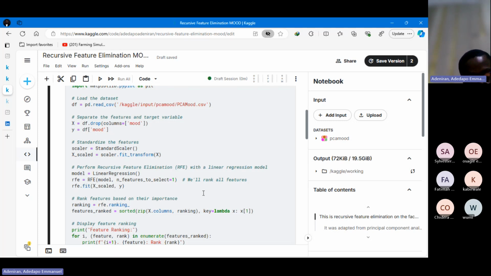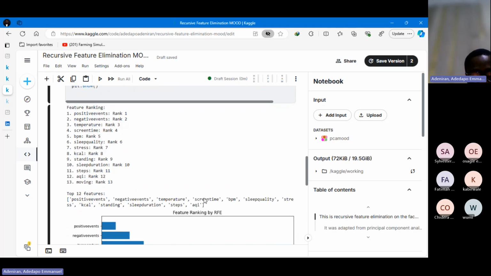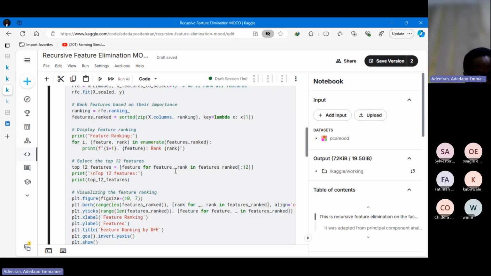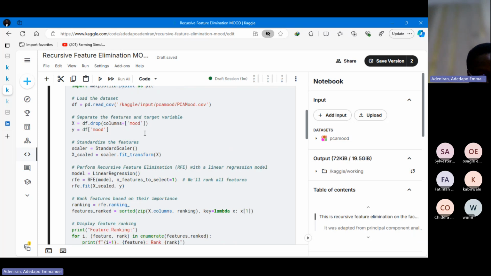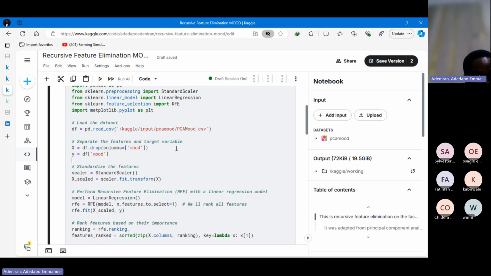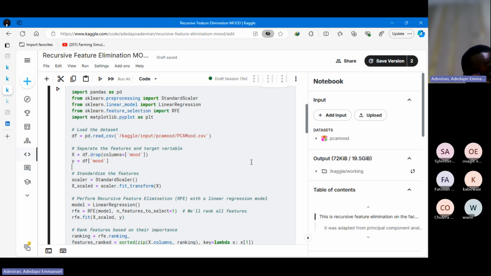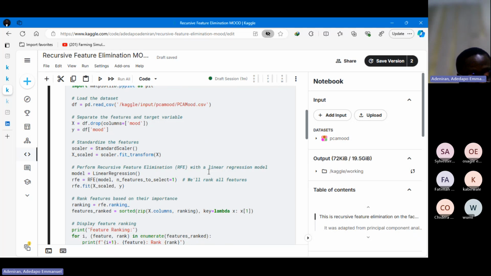Now, let me explain what is going on with recursive feature elimination. Recursive feature elimination means that we eliminate a feature and then we look at the performance of the model. We record that down. To measure the performance of the model, we use our cost function here. That is the error, the mean squared error, MSE. We use our MSE to calculate the performance every time we remove a feature.